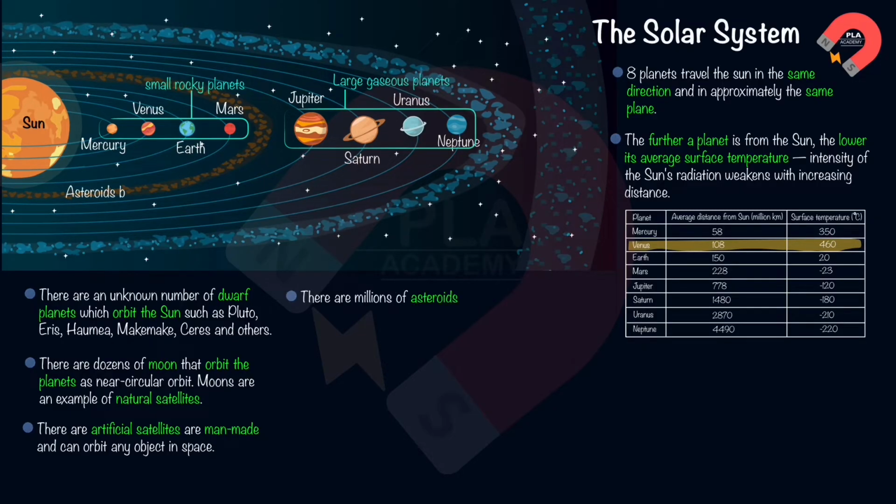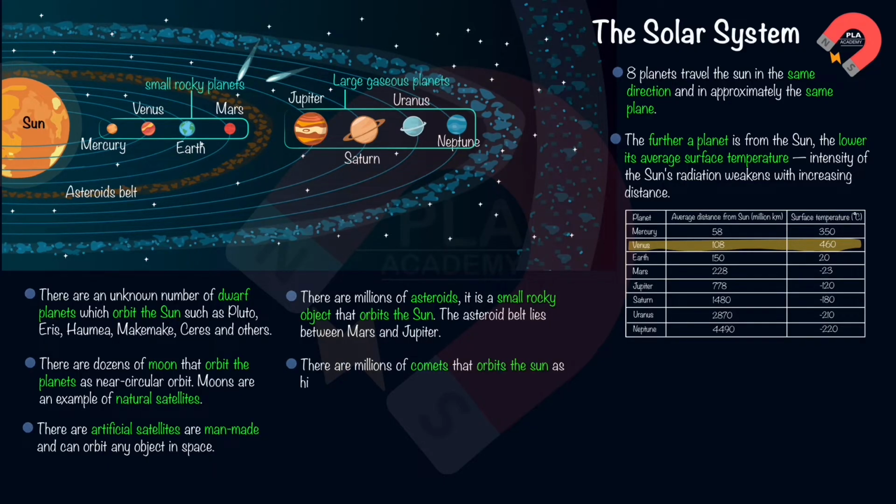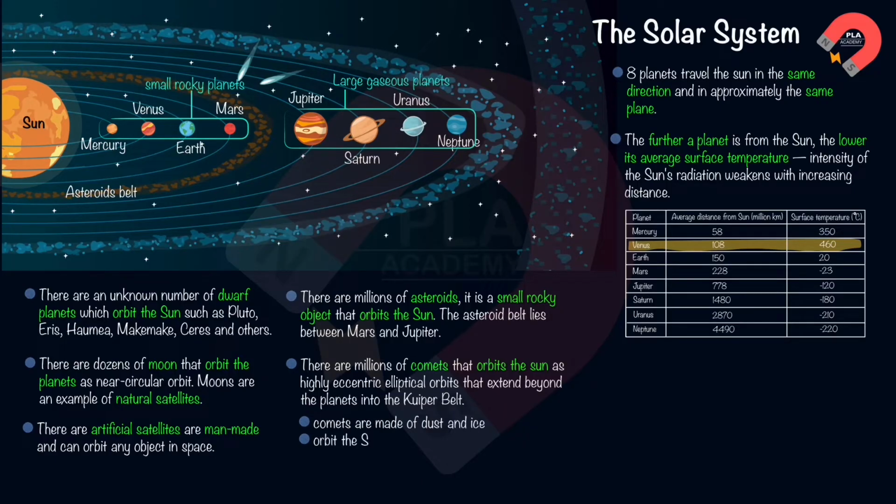There are millions of asteroids. An asteroid is a small rocky object that orbits the Sun. The asteroid belt lies between Mars and Jupiter. There are millions of comets that orbit the Sun in highly eccentric elliptical orbits that extend beyond the planets into the Kuiper belt. Comets are made of dust and ice and orbit the Sun in a different orbit to those of planets. The ice melts when the comet approaches the Sun and forms the comet's tail.